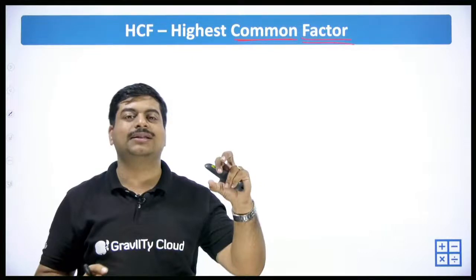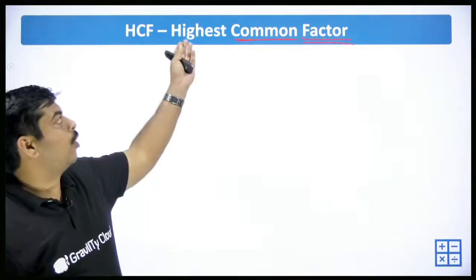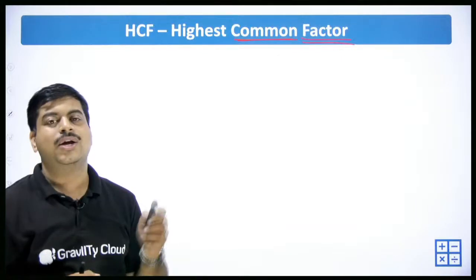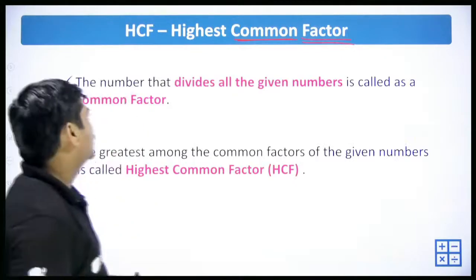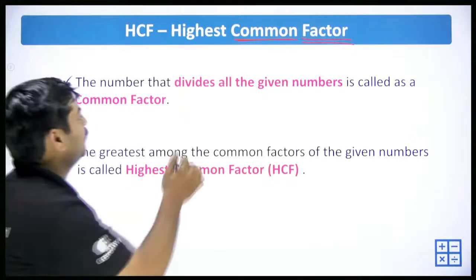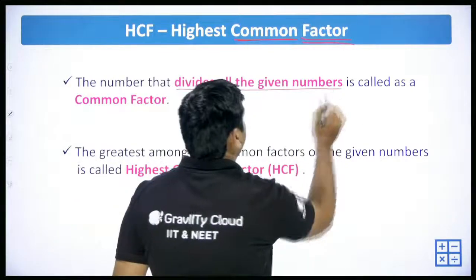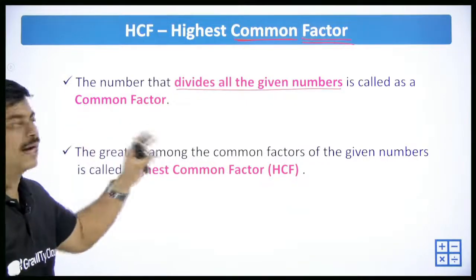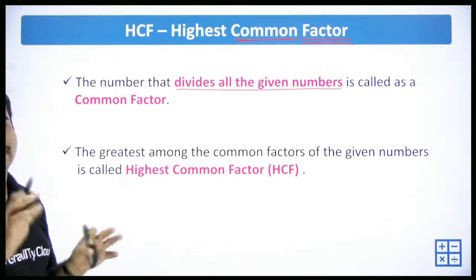And if we have more than one common factor, then out of all those, the highest one is called the highest common factor, which is HCF. Let's try to understand more about that. The number that divides all the given numbers is called a common factor.